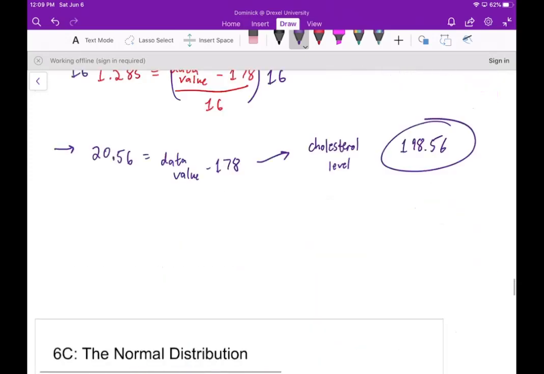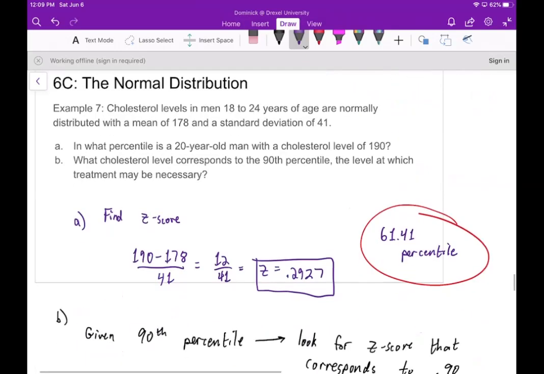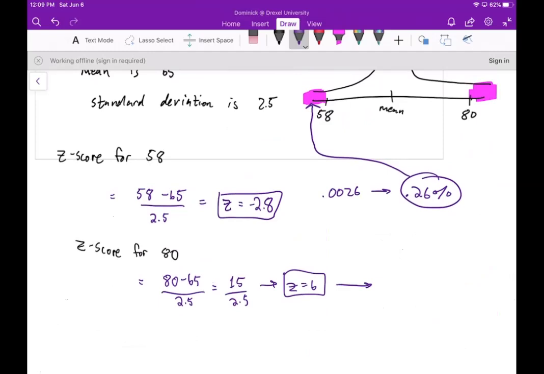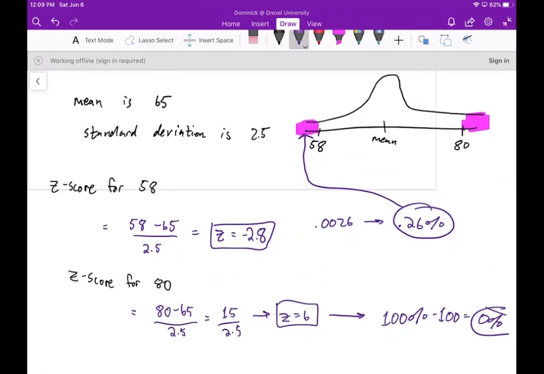Now, when we look at a z-score of 6, 6 is going to be off the table, right? Because the highest that it goes is 3.49, and 6 is much larger than that. So this is going to be basically 100%. However, that's all the women that are less than 80 inches. We want the opposite, we want more than 80 inches. So if we do 100 minus 100, it's kind of silly, but you're going to get 0. So you're going to have a negligible amount of women that are taller than 80 inches. So it looks like we're just going to get the 0.26% that are shorter than 58 inches.